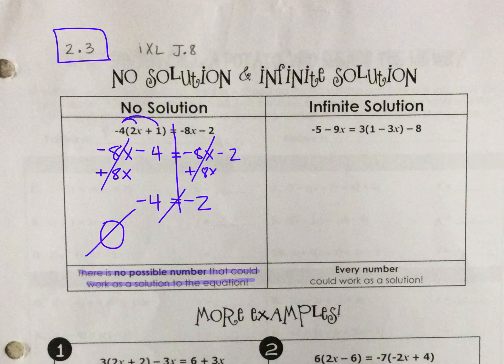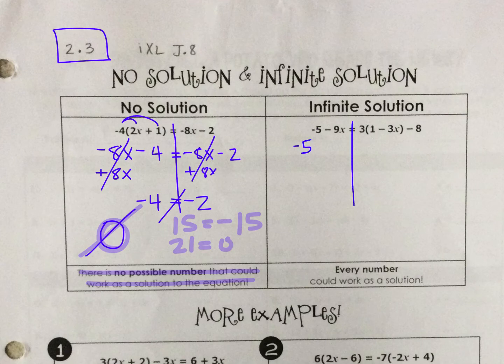So when you get a Looney Tune answer like 21 equals 0, not true, no solution. 15 equals negative 15, not true, no solution. So your answer will be no solution. Let's work this other one out over here.